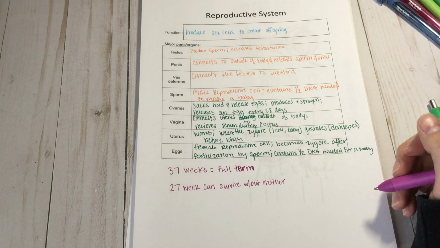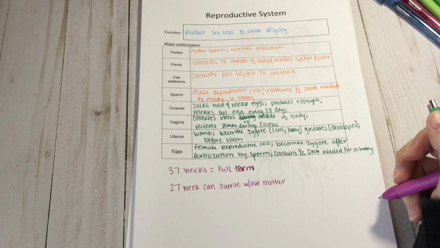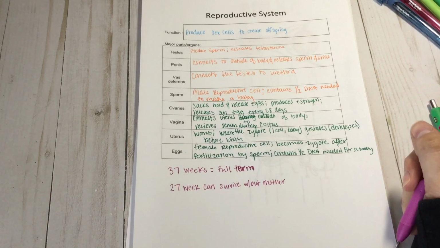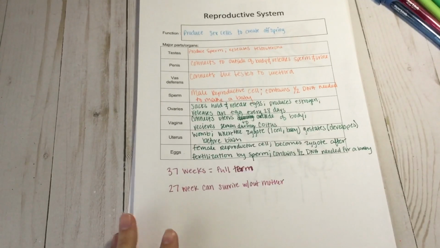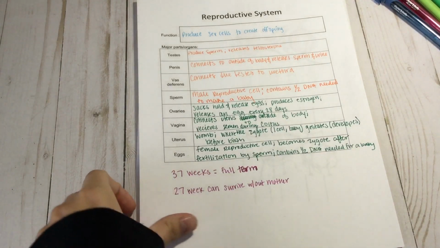It's still developing. Its body is just not ready to be outside of the womb. At 27 weeks, it is possible. Again, it's not always guaranteed. There are always complications that can happen. Babies are very fragile, so there are always extenuating circumstances. There's always something that could happen where it just doesn't work out.